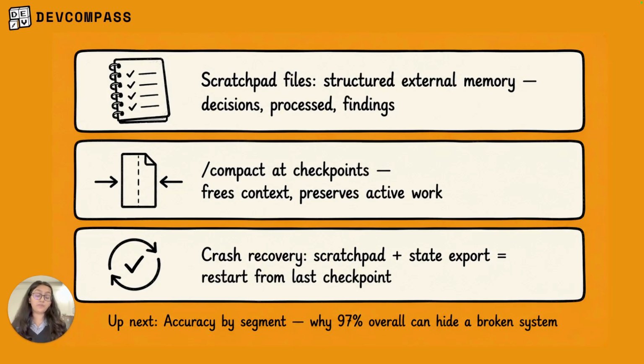The next failure mode is different in kind. Yes, we're not done with failures yet. It is a measurement problem, not a runtime problem. The extraction pipeline has been running for 3 months. The overall accuracy looks good, but that overall number is hiding something. The next video is about how to look at accuracy the right way by segment and what to do when a specific segment is failing while the overall number looks perfectly fine. So I will see you in the next one.